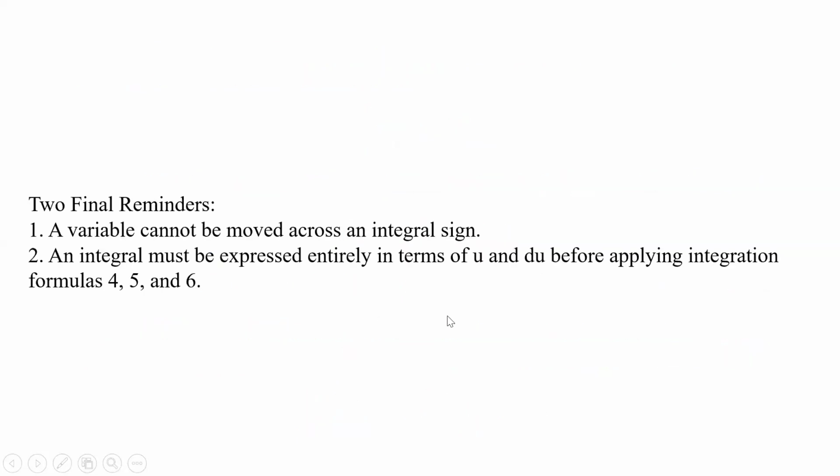Now, two reminders. A variable cannot be moved across the integral sign. So remember, if we had e to some power, and then we had an x here, and we needed a 3x, well, then we multiplied by 3 here, and then we put 1/3 out here, and then we were able to solve it. But if we had e to some power and we didn't have an x here, we can't say, oh, we're going to multiply by x here and put a 1 over x here. That doesn't work. So the variables cannot be moved out here.